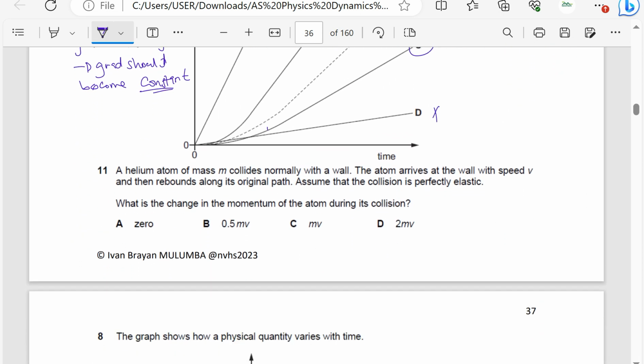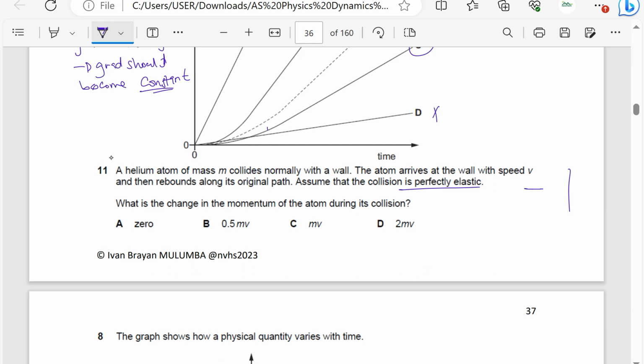A helium atom of mass m collides normally with a wall. The atom arrives at the wall with speed v and then rebounds along its original path. Assume that the collision is perfectly elastic. What is the change in the momentum of the atom during the collision?